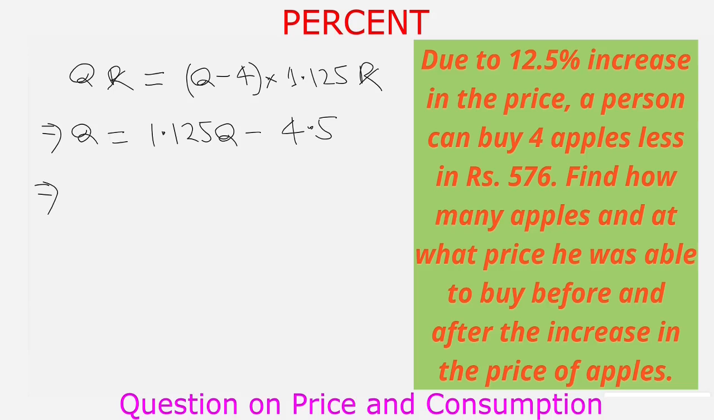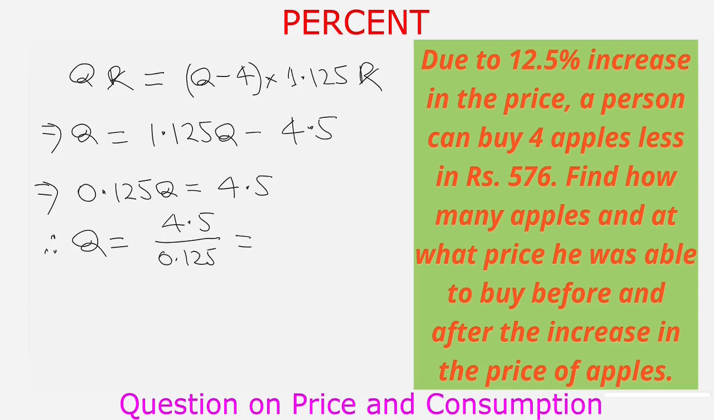Now on transferring Q to the other side and subtracting it from 1.125Q, we get 0.125Q equal to 4.5. This gives Q equal to 4.5 divided by 0.125. If we have to cancel the decimal, then we have to put 2 zeros in the numerator. Then it will become 4500 divided by 125. Then 125 will divide 4500 for 36 times. So this will be equal to 36 apples. The earlier quantity was 36 apples. And the present quantity will be 4 less than this as given. The present quantity will be 32 apples.